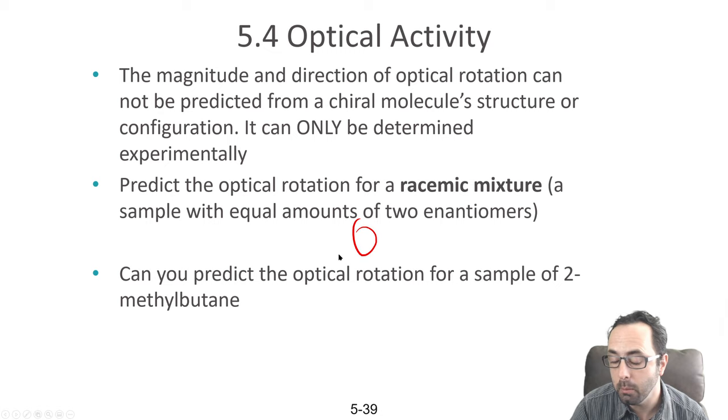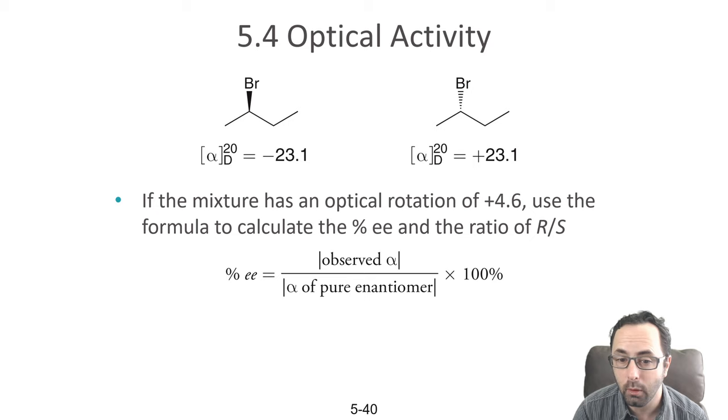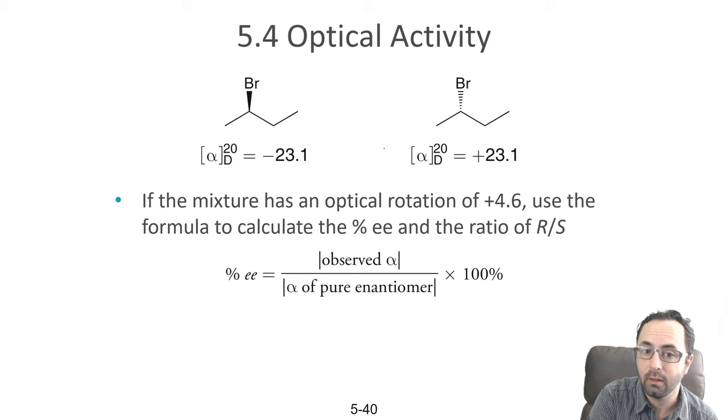Can you predict the optical rotation of 2-methylbutane? No, you can only determine it experimentally. That's really important. There are complicated calculations that could be done to try, but practically speaking, you really have to measure it in the lab. So how could we determine, based on the optical rotation, the percentage of one enantiomer versus the percentage of another?